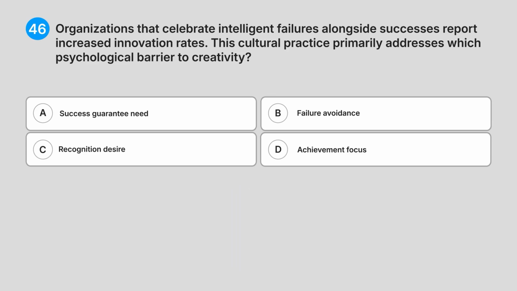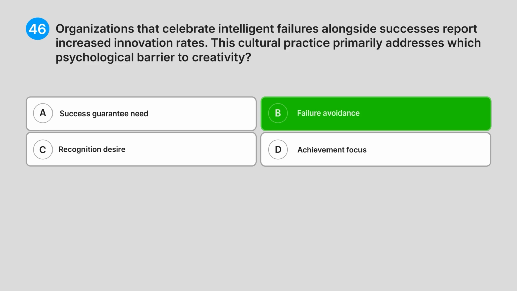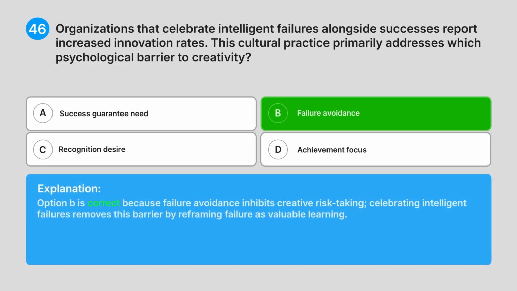Correct answer: B. Failure avoidance. Explanation. Option B is correct because failure avoidance inhibits creative risk-taking. Celebrating intelligent failures removes this barrier by reframing failure as valuable learning.